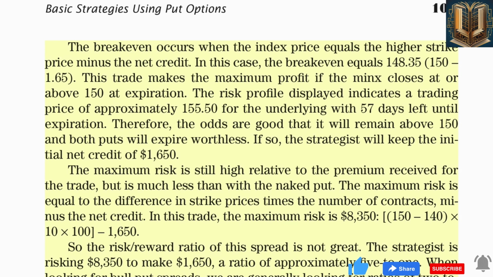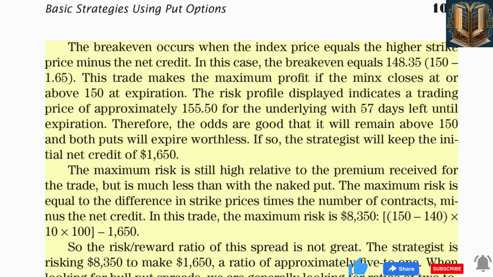selling naked puts. The price action of the underlying asset will determine the best exit strategy for the bull put spread. Since the maximum profit is limited to the net credit initially received, the ideal situation is for the underlying index to rise above the strike price of the short put and for both options to expire worthless. If so, the strategist does nothing and keeps the net credit.